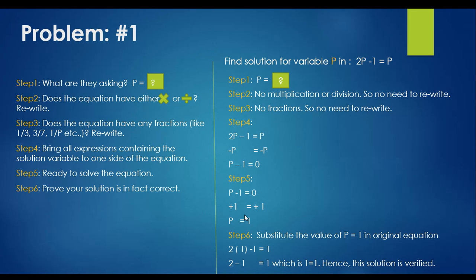Now step 6 is really about proving that this is actually the right value. And here what I'm doing is substituting the value of p equal to 1 in the original equation. So 2 times p, which is 1 here. So 2 times 1 minus 1 equals 1, which is 2 minus 1 equals 1. Hence the solution is verified.